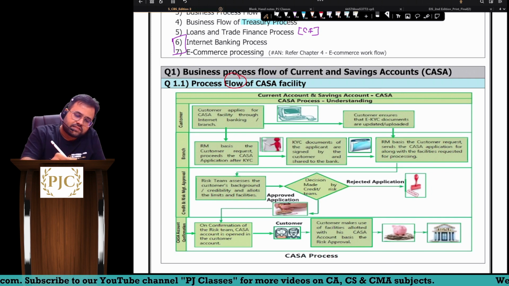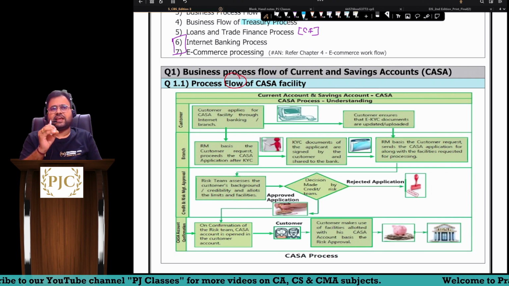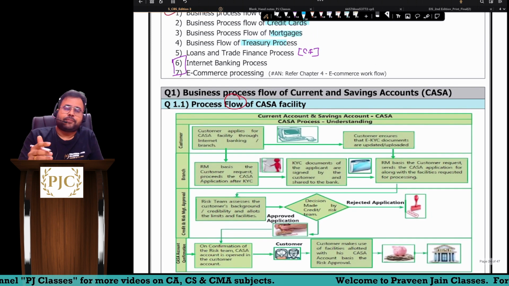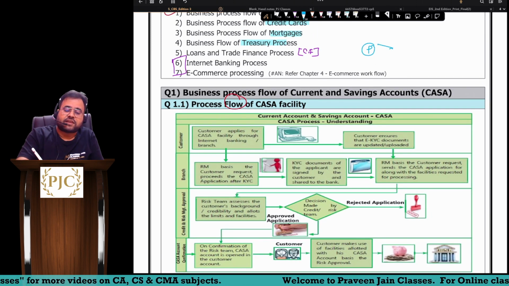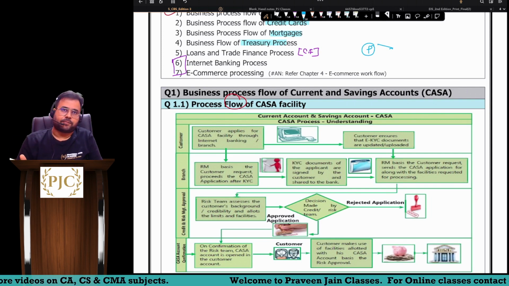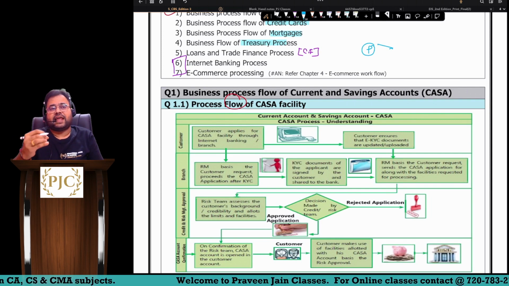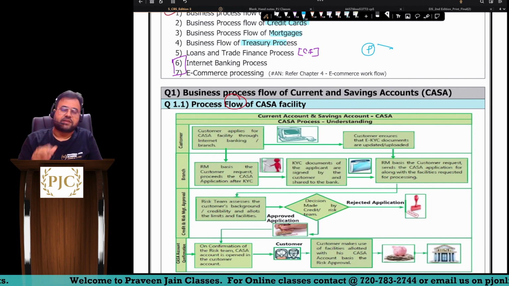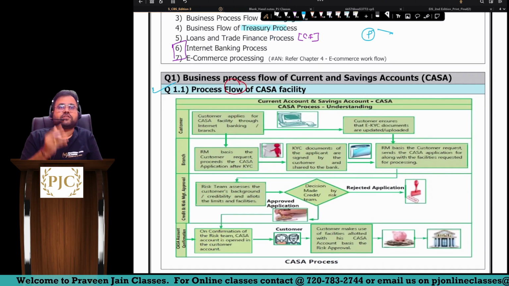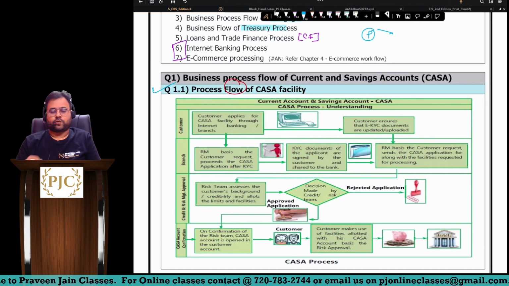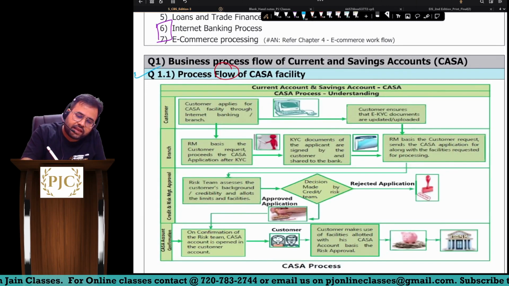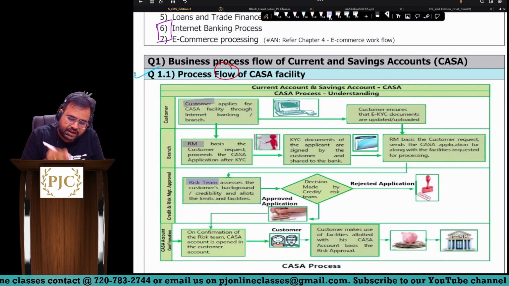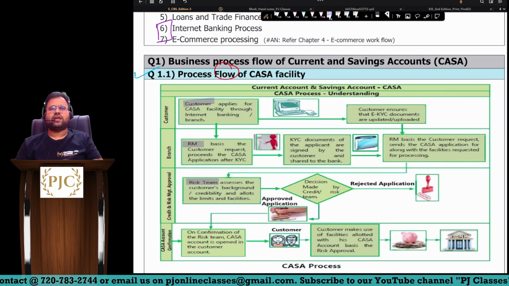Now, sir, whenever you are talking about process, a small hint or small advice I would like to give you. Whenever you read any process, the first thing you should check is how many people are involved in that process. If you have clarity on how many people are involved, then developing the answer will become very easy. For example, if you see the CASA process, there are 3 people who are playing important roles. So who are those 3 people, sir? One is our customer, the second is our relationship manager, and third is our credit and risk management team, or you can call it the risk team also, sir.